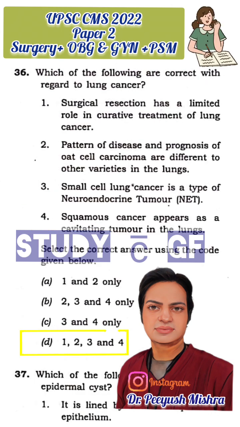Which of the following are correct with regard to lung cancer? Surgical resection has a limited role in curative treatment of lung cancer. Pattern of disease and prognosis of Hurthle cell carcinoma are different to other varieties in the lung. Small cell lung cancer is a type of neuroendocrine tumor, NET. Squamous cancer appears as a cavitating tumor in the lungs.